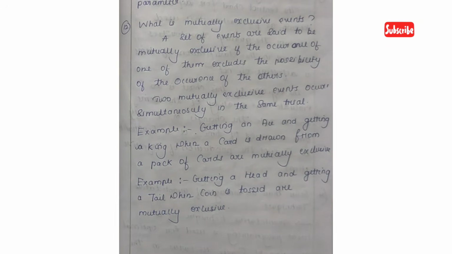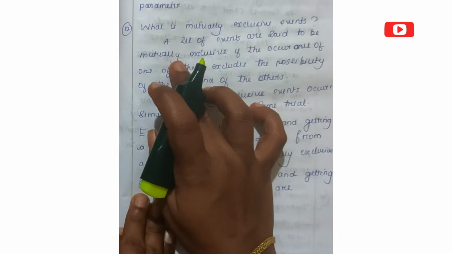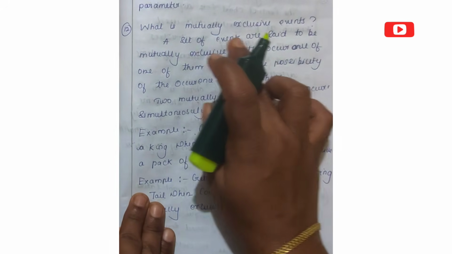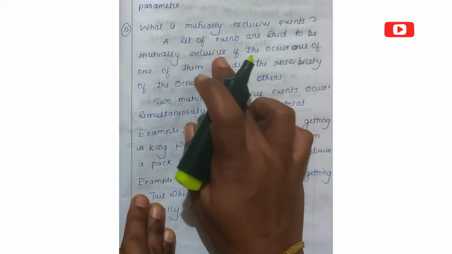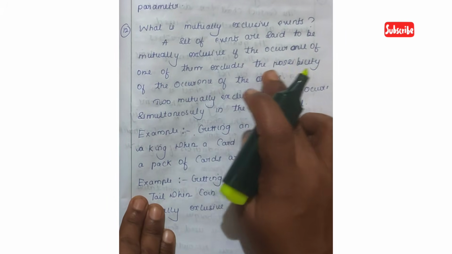Twelfth question, what is mutually exclusive event? A set of events are said to be mutually exclusive if the occurrence of one of them excludes the possibility of occurrence of the other.